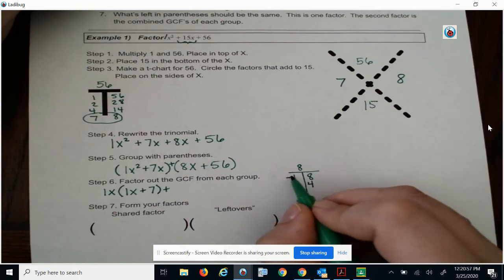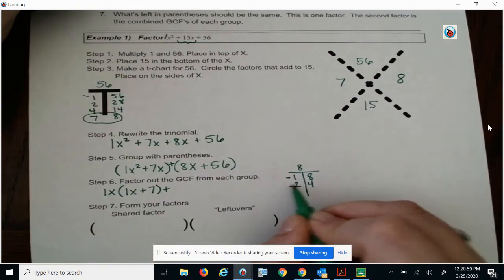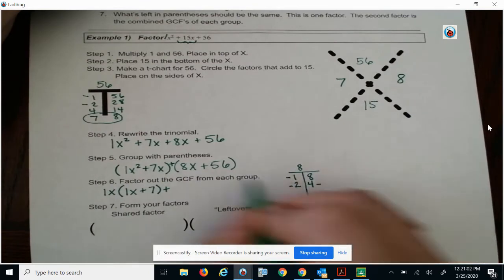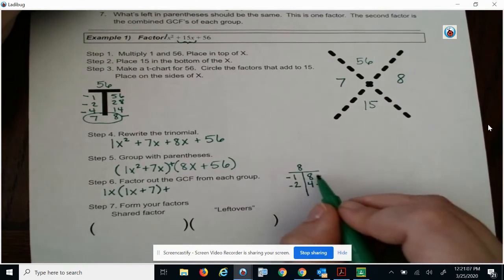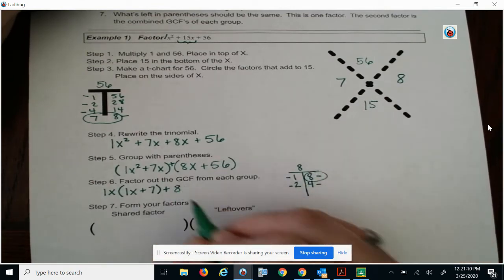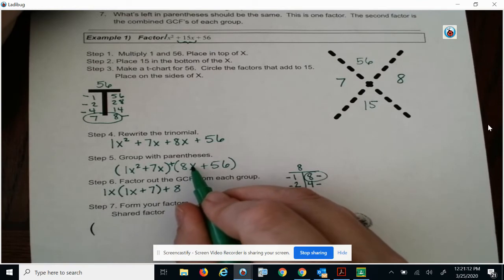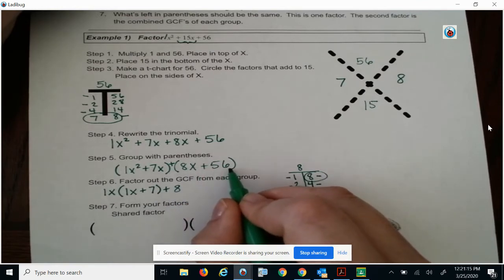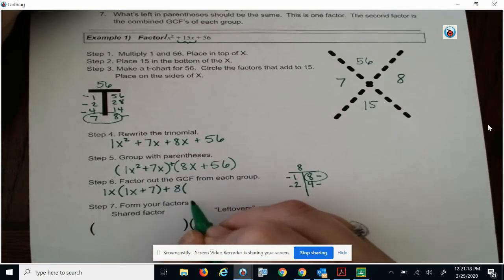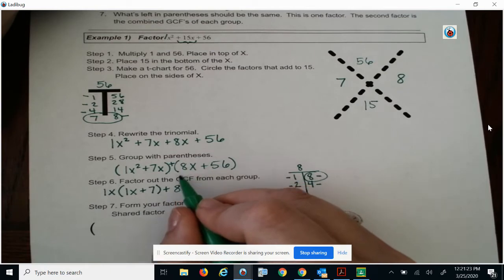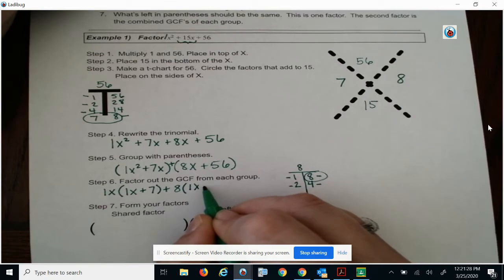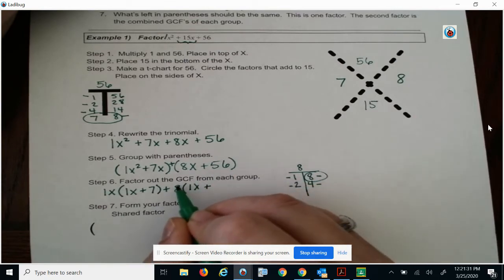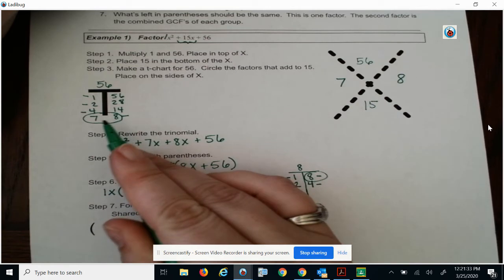Now, common factors are 1, 2, there's a 4, and there is an 8 on both. So our biggest one is this 8. Now variables, I have an x here, but no x here, so they don't share any variables. So my GCF is just 8 in that second group. And then divide it out. 8 divided by 8 is 1, and the x stays. Plus 56 divided by 8, you see up here, is 7.